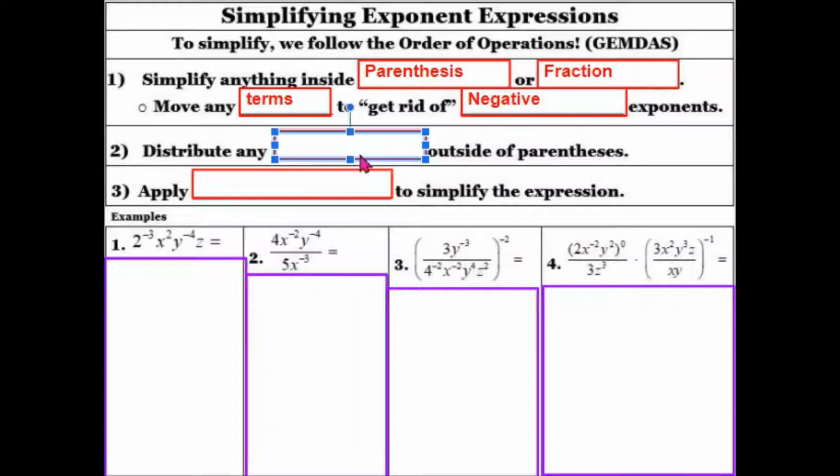Step 2, distribute any exponents outside of your parentheses. And 3, apply your exponent rules to simplify the expression. Let's try these out.